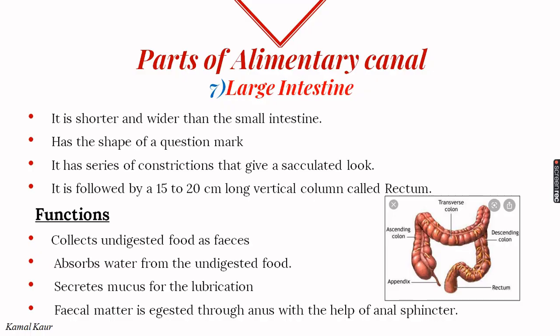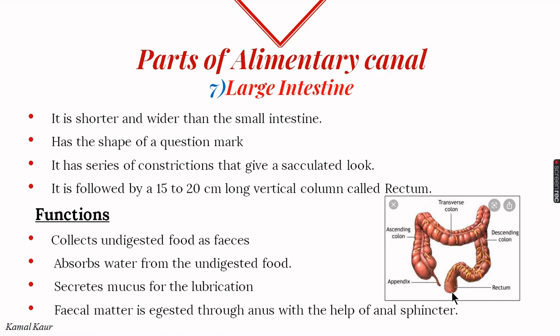Now the next part of the alimentary canal is the large intestine. So we can see here it is shorter but wider than the small intestine and it has the shape of a question mark. Now the constrictions at regular intervals give a sacculated look to the large intestine. The large intestine is followed by this vertical tube which is 15 to 20 centimeters long and is called the rectum, and at the end of the rectum there is an opening which is the last part of the alimentary canal and that opening is called the anus.